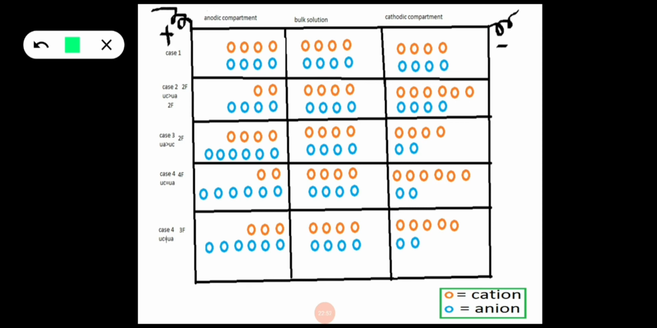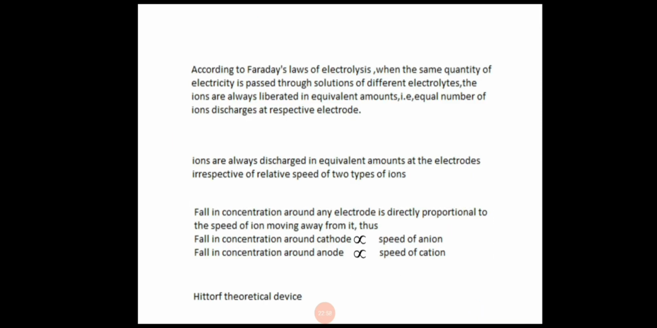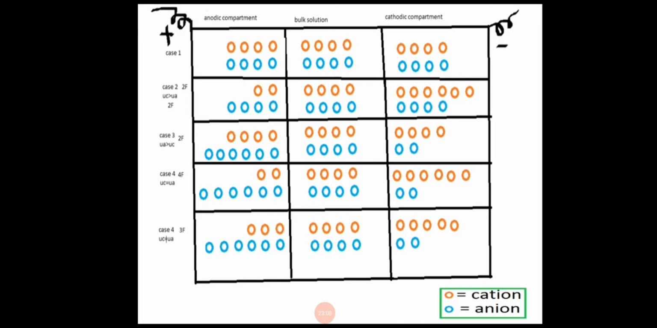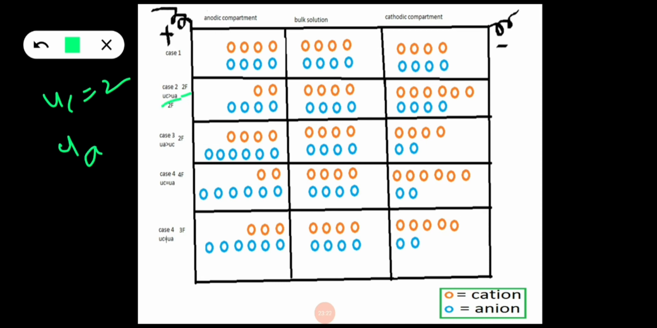The speed of the ion is proportional to the decrease in the concentration of the compartment from which the ion is moving out. So the fall in concentration around the cathode is equal to the speed of the anion. Let us take one case here. In this case, the speed of the cation is 2 and the speed of the anion is 0.